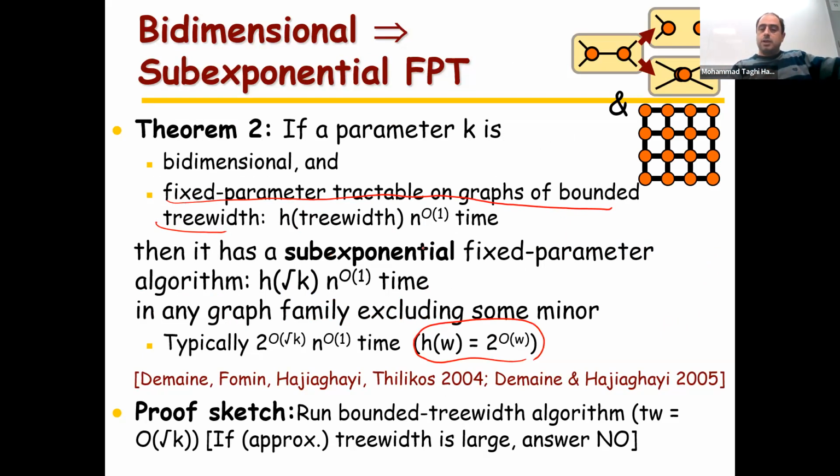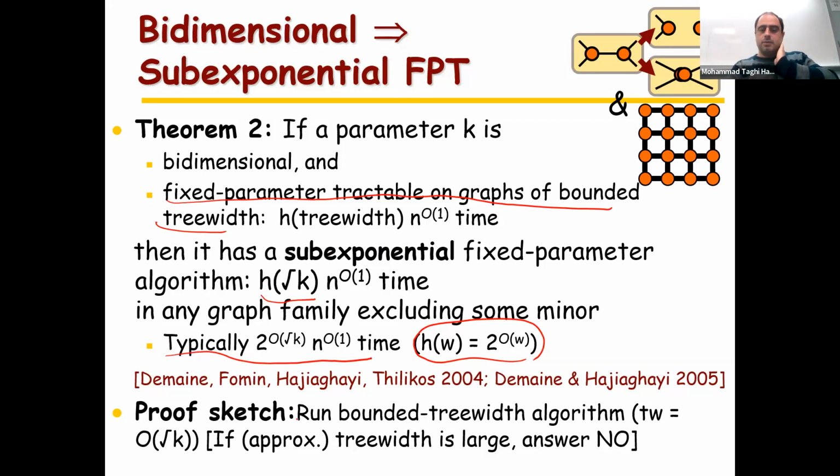Then we have a sub-exponential fixed parameter algorithm with the running time h of square root of K. Again, this square root of K would be h of f inverse of K n to the order 1. And typically, this becomes 2 to the square root of K n to the order 1. These are the results that we have for lots of these problems, like feedback vertex set, dominating set, vertex cover, and lots of other parameters.